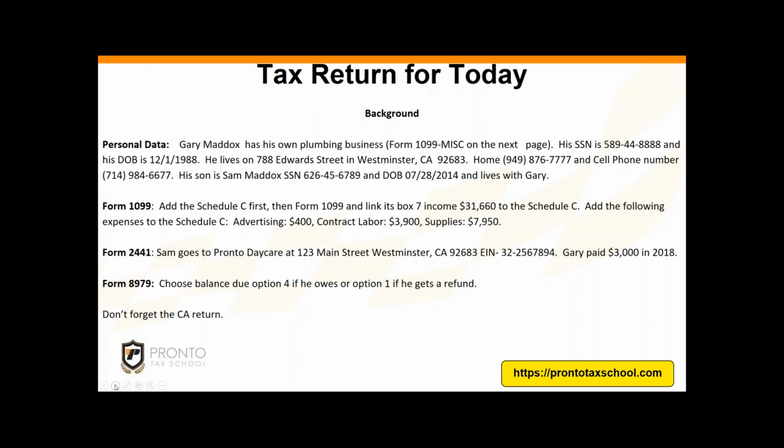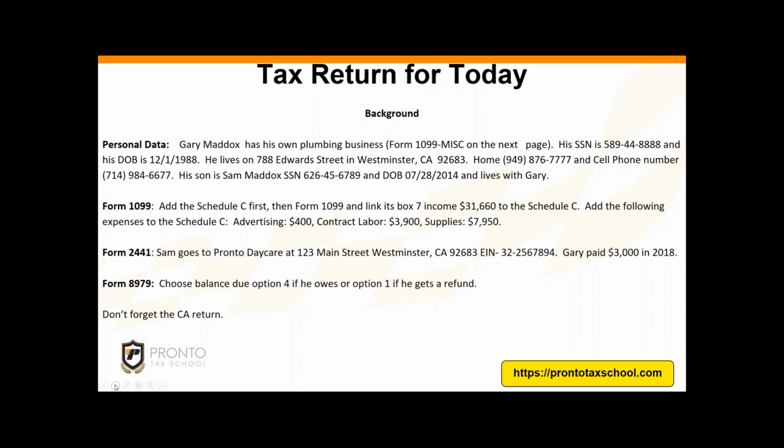His social security number is 589448888, and his date of birth is 12/1/1988. He lives on Edward Street in Westminster, California. He has a home phone and a cell phone. He has a son that lives with him. His name is Sam, and he was born in 2014, has a social security number, and there are no other people living in his home.